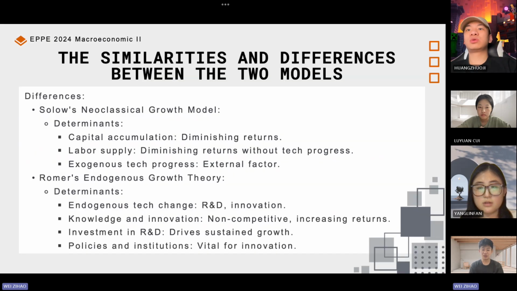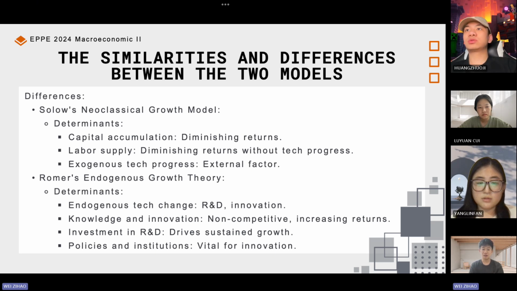Unlike the neoclassical model, Romer's theories highlight increasing returns to scale, meaning that investment in research and development, R&D, education, and innovation can lead to sustained economic growth without diminishing returns to capital investment.